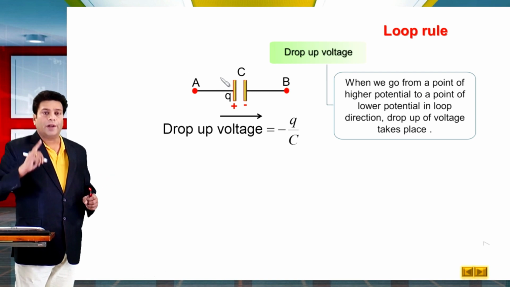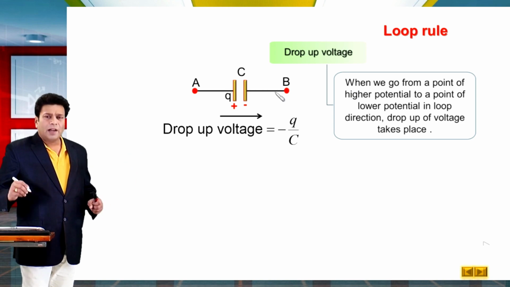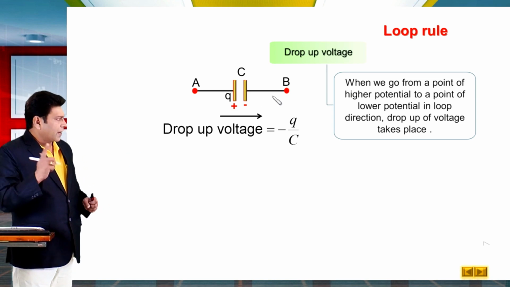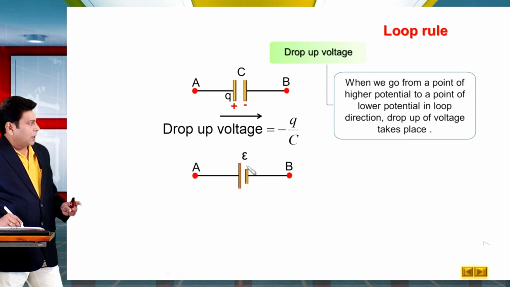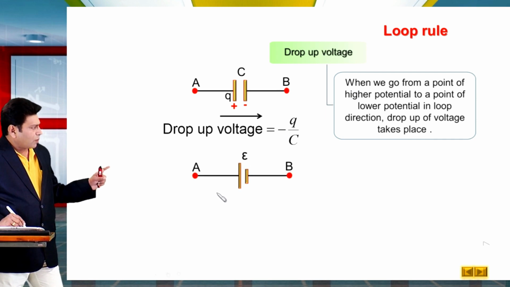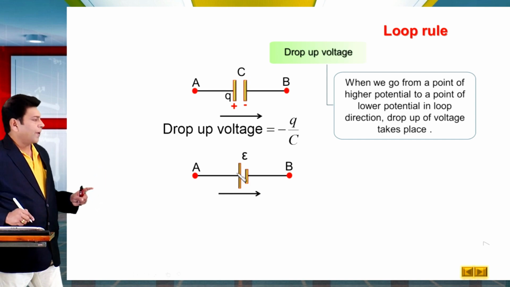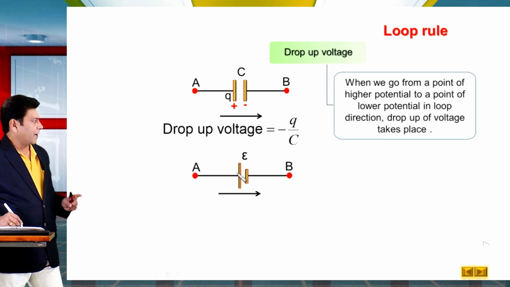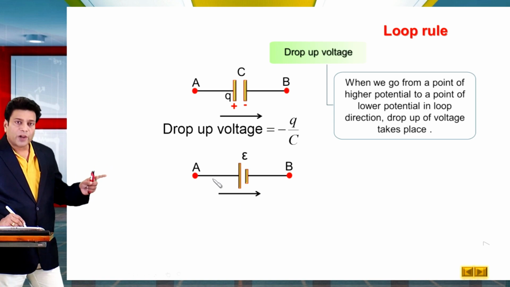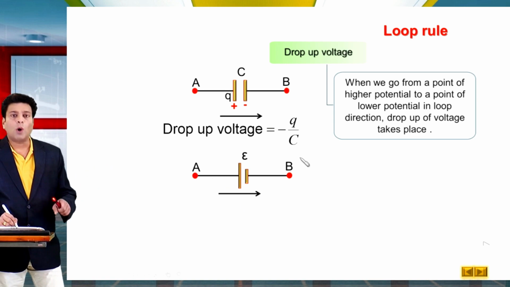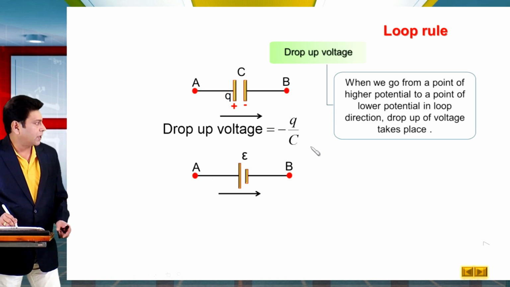A potential drop will occur. Now let us make a part of the circuit again, a battery. This is a battery. Suppose here also we are moving from the positive plate to the negative plate: positive plate, higher potential plate; negative plate, lower potential plate. So while moving from the positive plate to the negative plate, or you can say from A to B, the drop of voltage is equal to minus E.